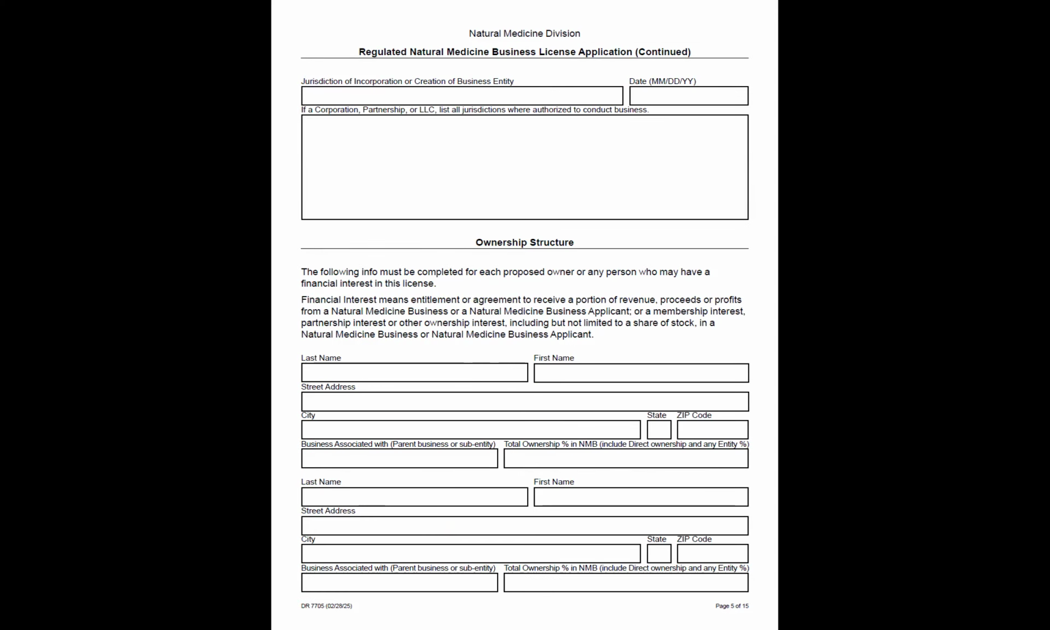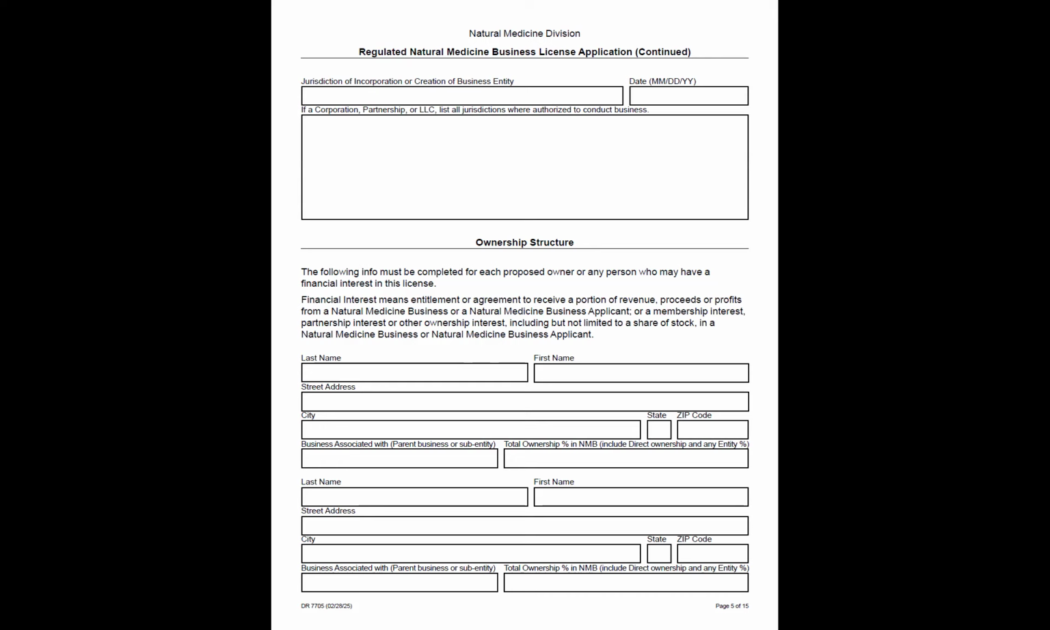On to page 5, please list where the business is incorporated, the date of incorporation, and what jurisdictions the business is authorized to conduct business. This means the information you turned in with the Secretary of State. Next, you'll fill in the ownership structure of the business. Include all individuals who have a financial interest in the license. A financial interest could be a revenue sharing agreement, a promise to pay profits or proceeds from the business, a membership interest in the business, or another ownership interest like a share of a stock.